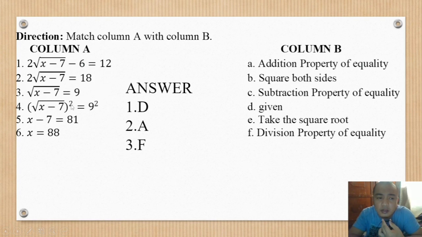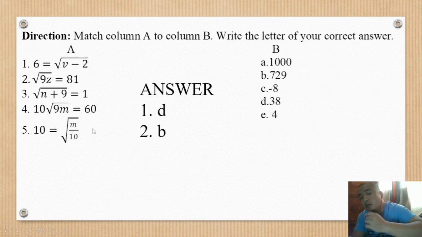And from here, we square both sides. B, square both sides. And from here, number 5, x minus 7 equals 81, take the square root. And for number 6, x equals 88, subtraction property of equality, 81 plus 7 is 88.